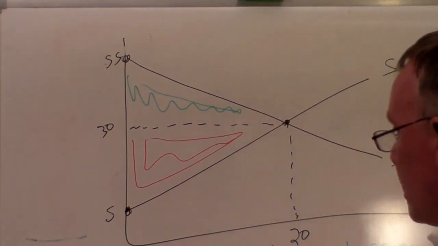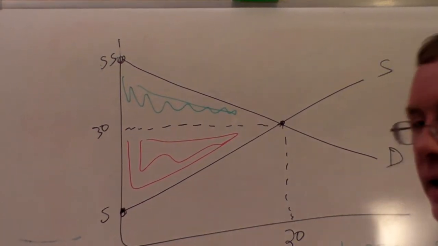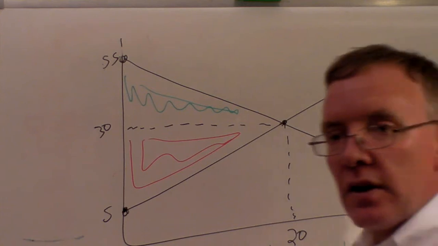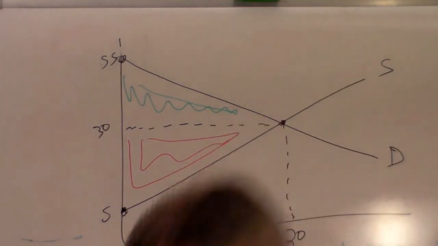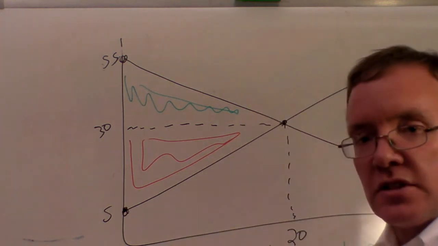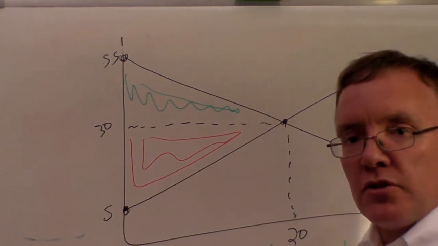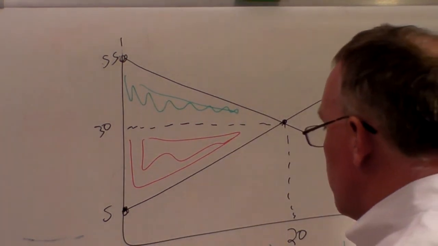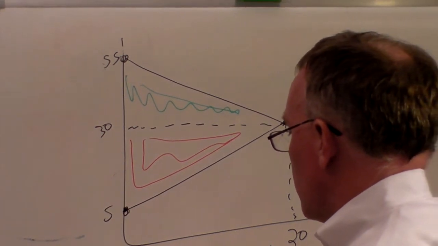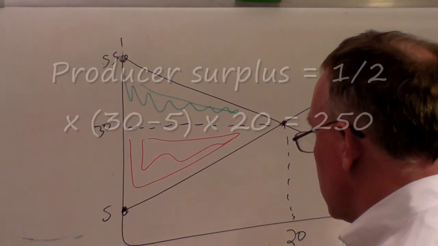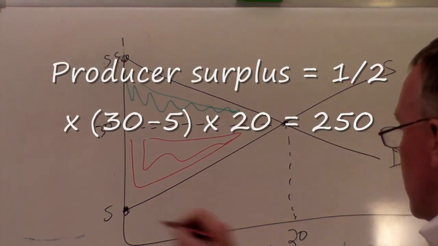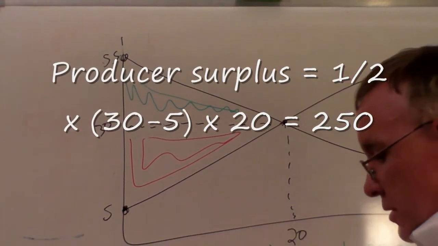So that would be your consumer surplus, and they don't have to equal, but in this particular case, just because of the way that I have developed this example, they do equal. Our producer surplus is going to be 1/2 of, this is 30 minus 5, times 20. Of course, again, it's the same base here.